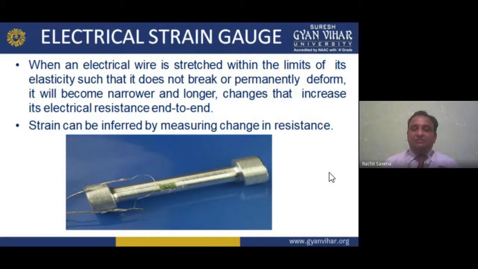What happens? R equals rho L by A. If the length is changing, R is changing. If the area is changing, R is changing. If the resistivity is changing, R is changing. So I am using a very simple phenomenon. We can measure the change in resistance here like this. It looks like this, and very easily we can measure the resistance.